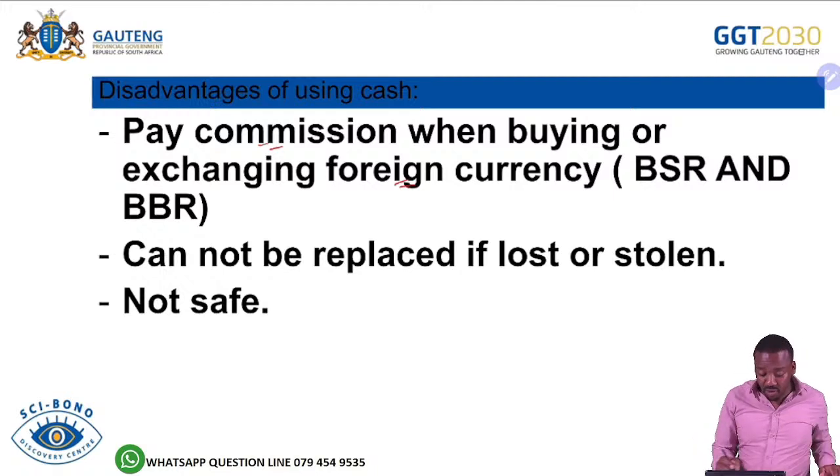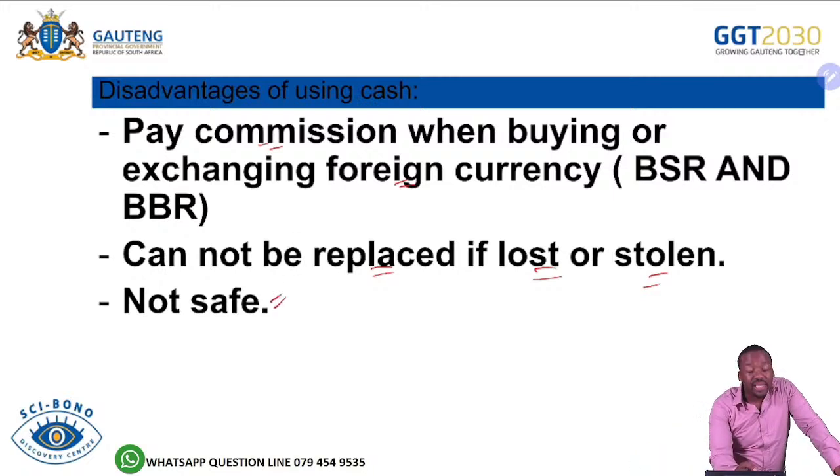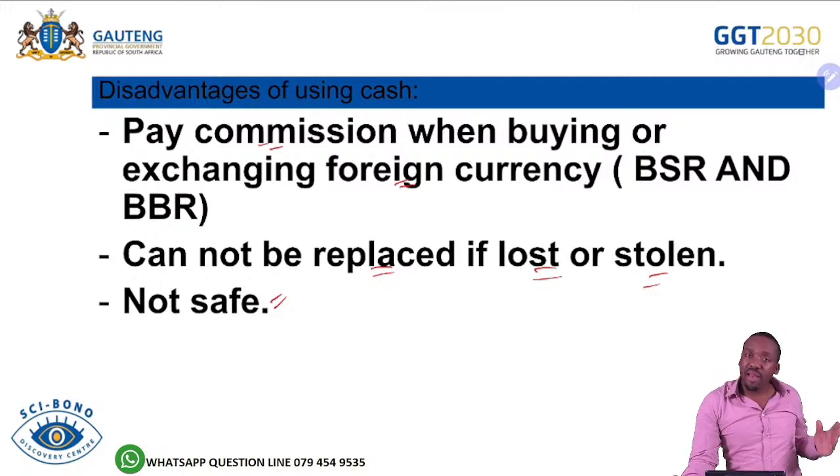The second disadvantage, we are saying it cannot be replaced if lost or stolen. That's the truth, right? Cash cannot be replaced if lost or stolen. Therefore, it is not the safest payment method. It is not what? The safest payment method. First disadvantage, you need to pay what? Commission when buying or exchanging foreign currency. Number 2, it cannot be replaced if lost or stolen, right? We know things happen. Therefore, cash, it is not safe.